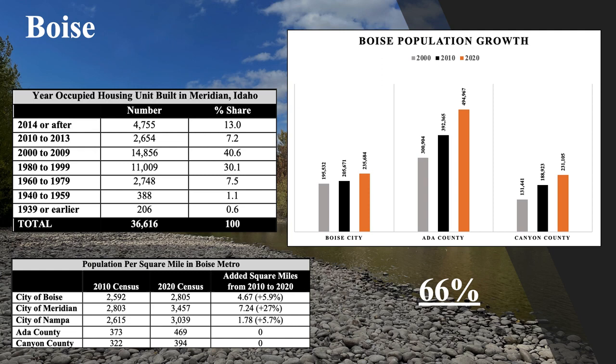In terms of single-family detached homes, the 2019 American Community Survey data revealed that an estimated 66% of occupied housing units in Boise were single-family detached. This compares with 84.1% in Meridian and 75.3% in Nampa. In Meridian, the American Community Survey estimated that 60.8% of occupied housing units were constructed after the year 2000.